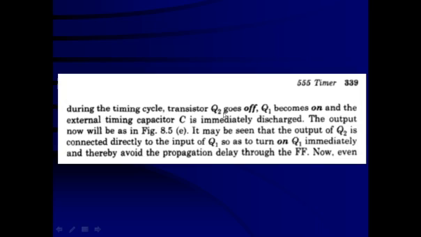During the timing cycle, transistor Q2 going off, Q1 becomes on, and the external timing capacitor C is immediately discharged. The output now will be as in figure 8.5e. It may be seen that the output of Q2 is connected directly to the input of Q1, so as to turn on Q1 immediately and thereby avoid the propagation delay through the flip flop. That is the reason why it is connected directly with the output of the flip flop, so it can give the output directly to the power amplifier inverter.